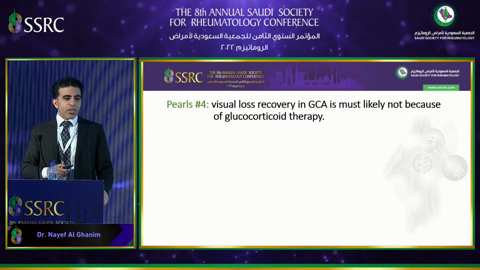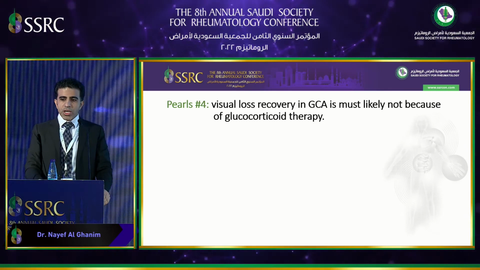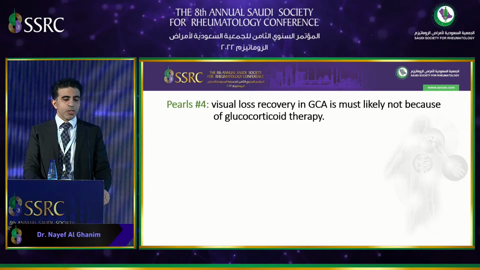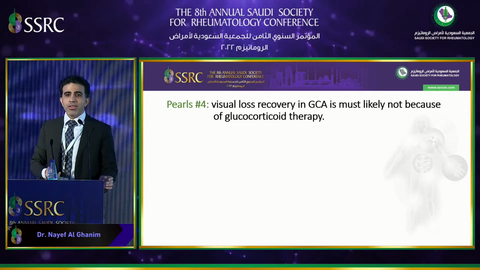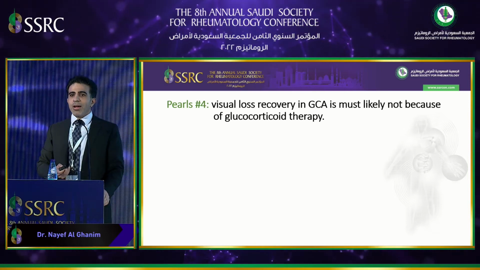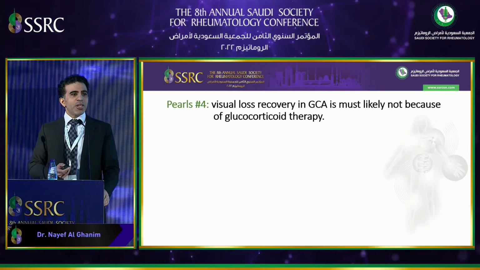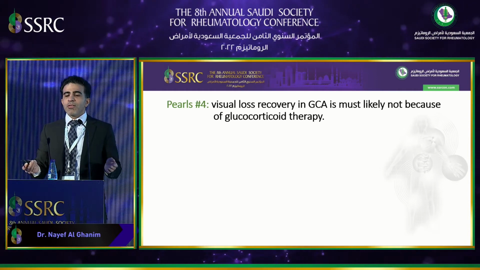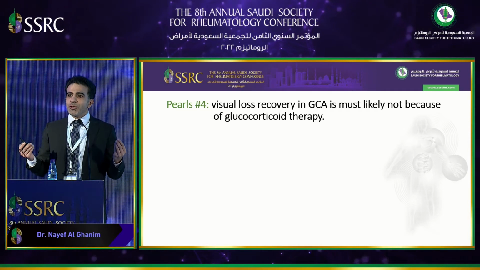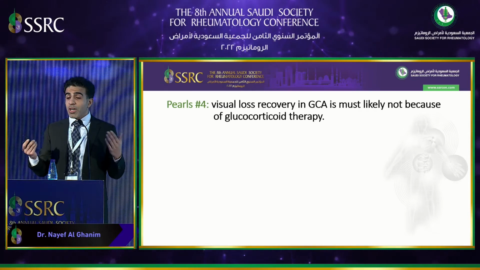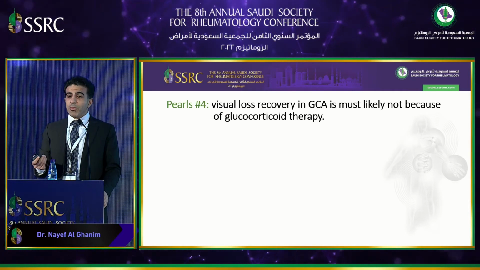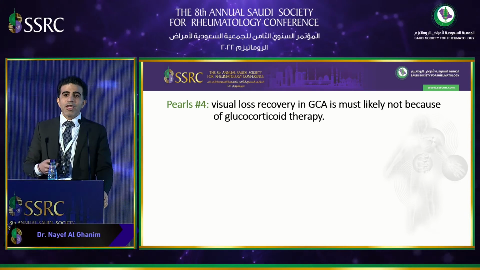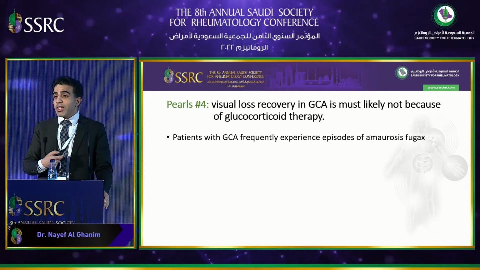Pearl number four, visual loss recovery in a giant cell arteritis patient is most likely not because of glucocorticoid. I know that we usually get consultations from ER physicians. The patient has GCA symptoms. We give the patient steroid. After 1 or 2 hours, the patient's visual loss recovers, and we become happy about it. We brag about it, that we saved the patient's eyes. But actually, we didn't do anything.